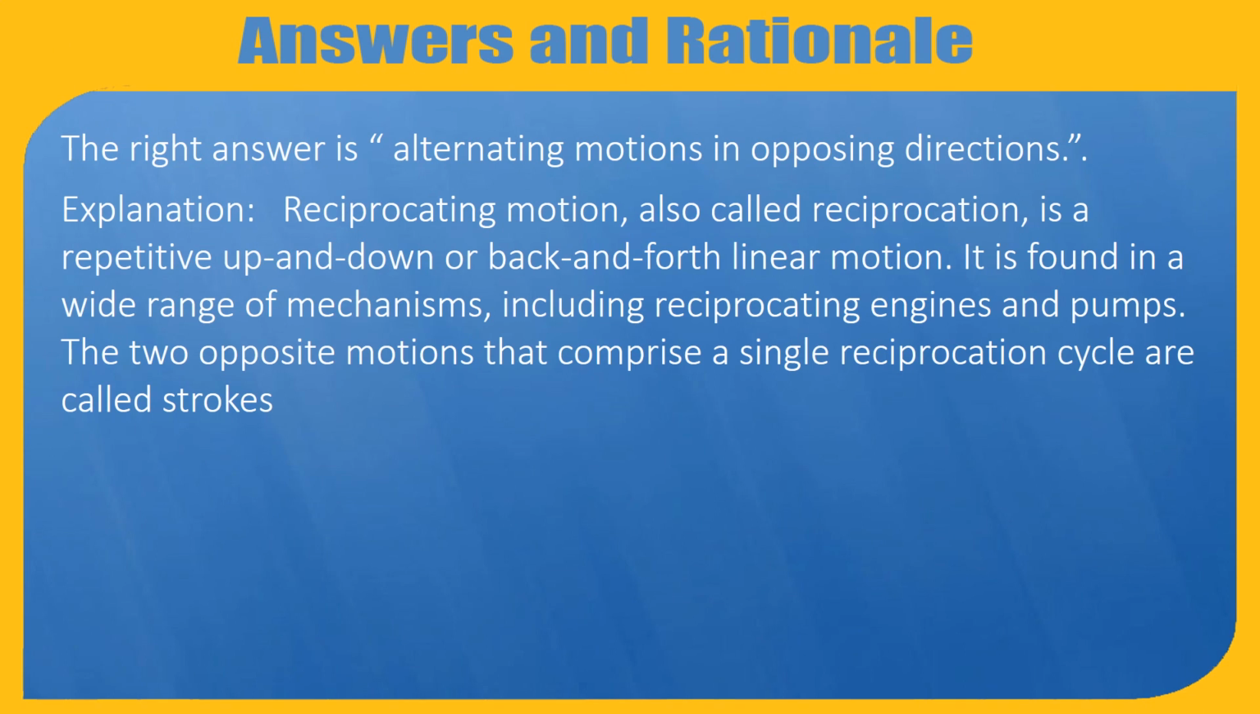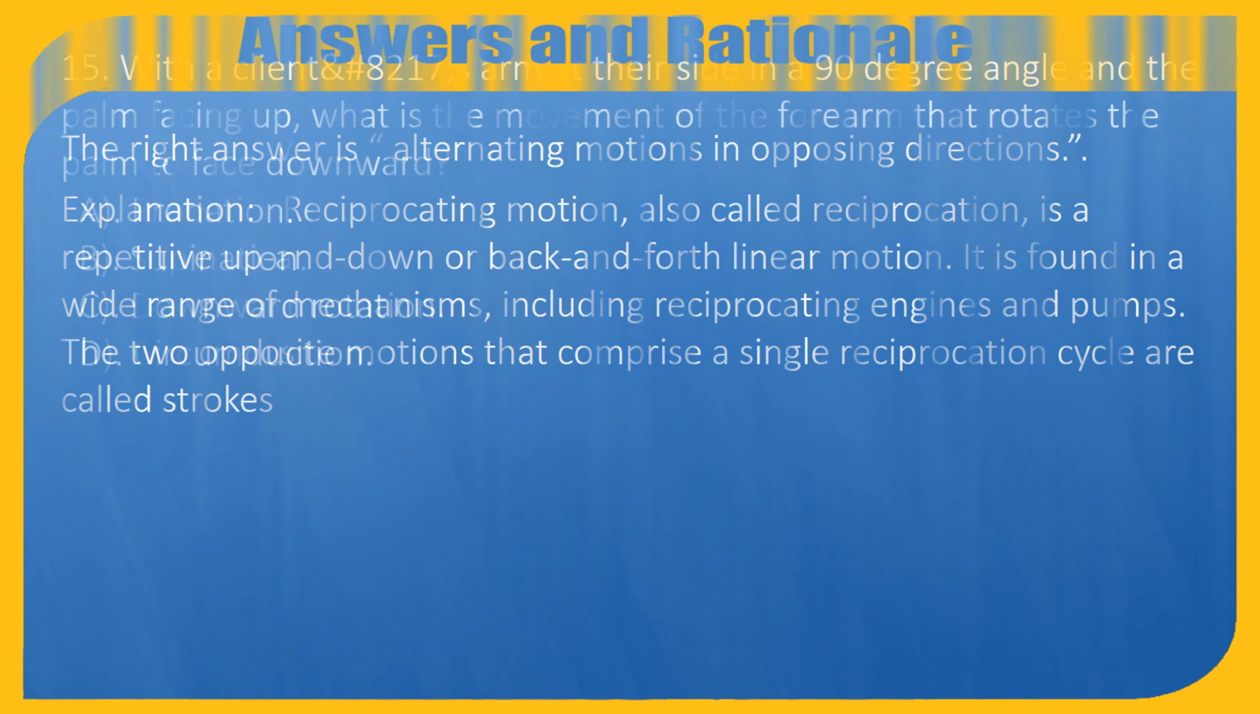Explanation: reciprocating motion, also called reciprocation, is a repetitive up and down or back and forth linear motion. It is found in a wide range of mechanisms, including reciprocating engines and pumps. The two opposite motions that comprise a single reciprocation cycle are called strokes.